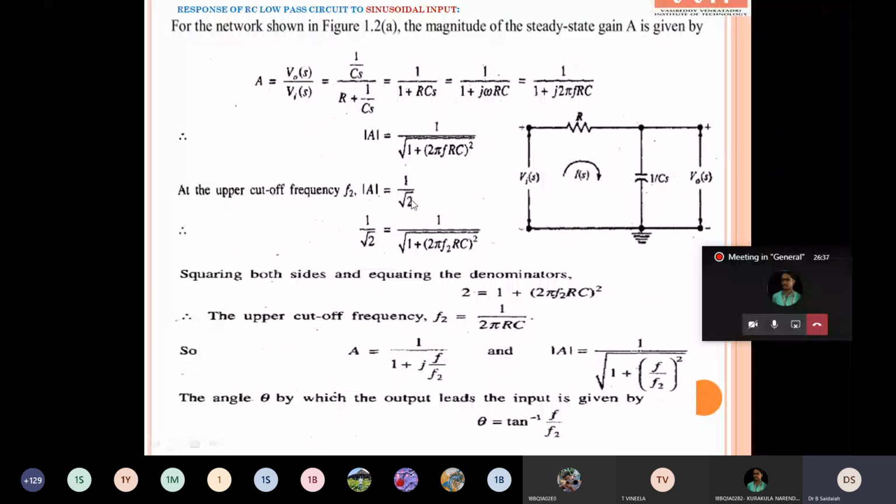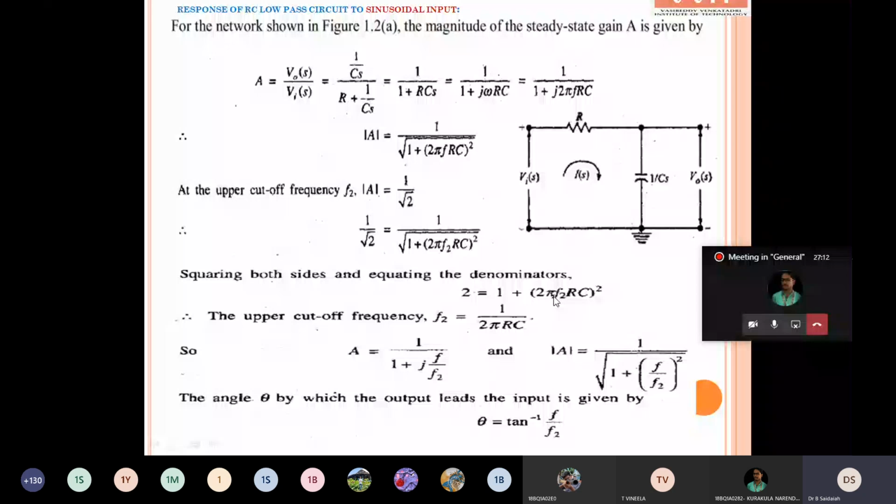Now in these equations, on the left hand side and right hand side, a square root will be there. So for square root elimination, you can square both sides, and equate the denominators. Why equate the denominators? The numerator value is 1 on both sides, so they are the same. That's why the denominators are squared and equated. You are writing this equation. After this equation, simplify it. So bring 1 to the left hand side: 2 minus 1, 1 equal to (2 pi f2 r) whole square.